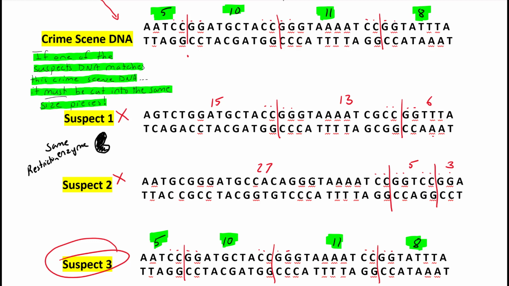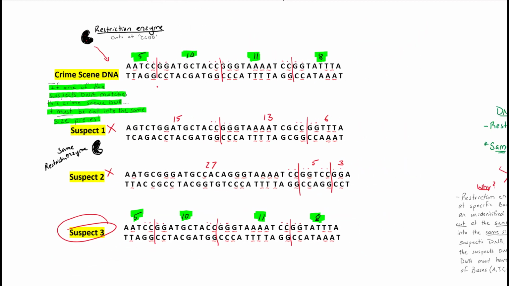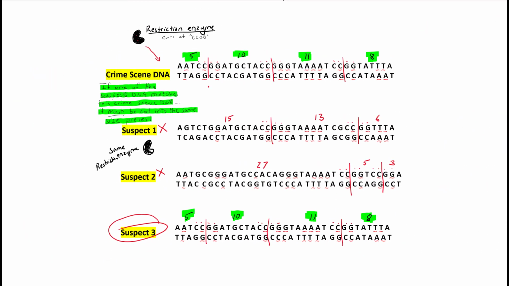But there's a problem. We can't just look under a microscope and count the letters on DNA. Therefore, we have to find a way to compare these cut up, different size pieces of DNA. And for that, we need a gel.